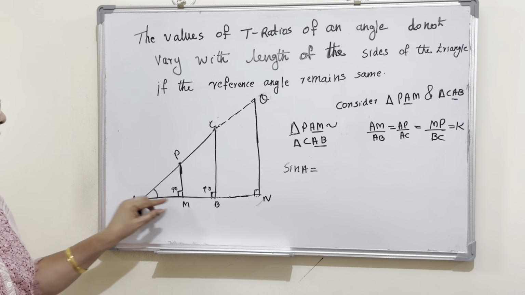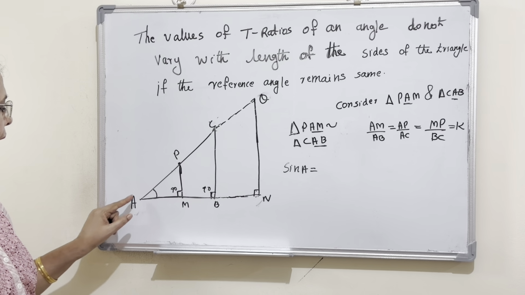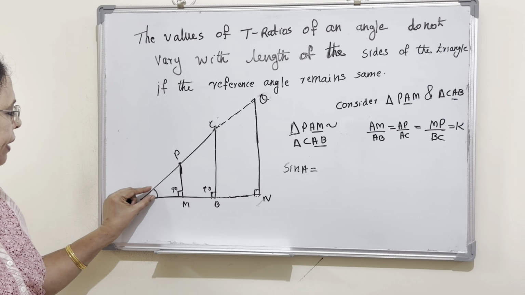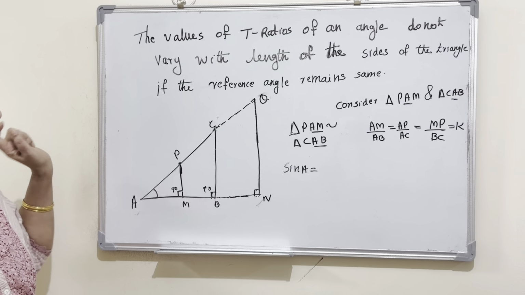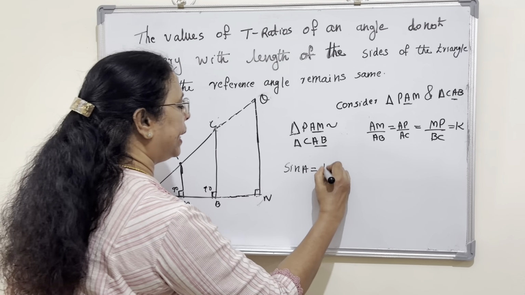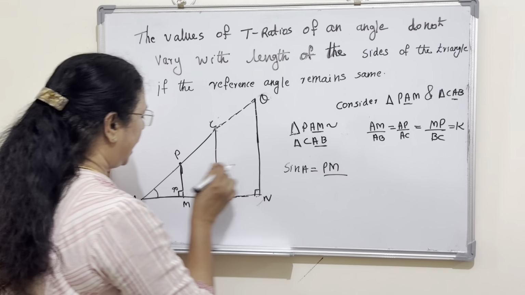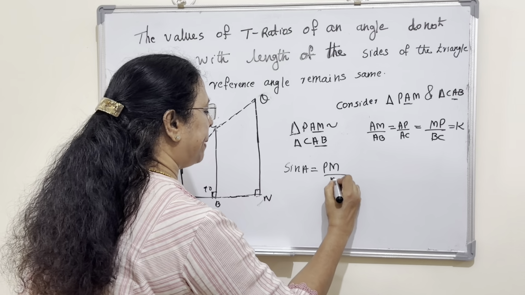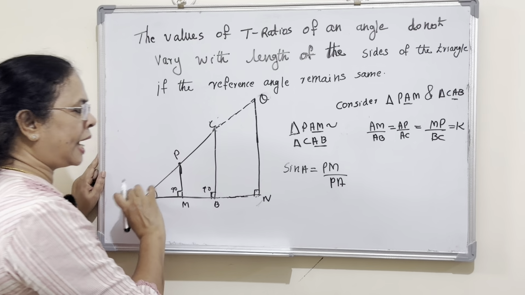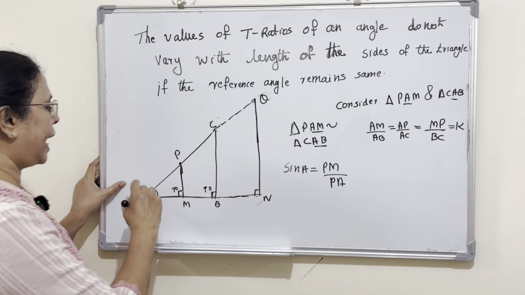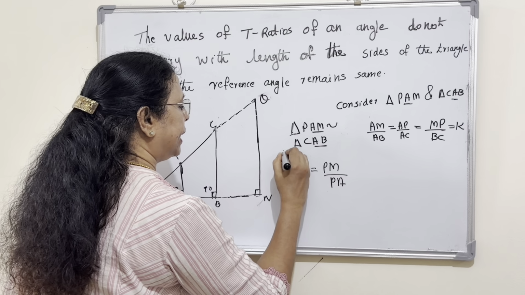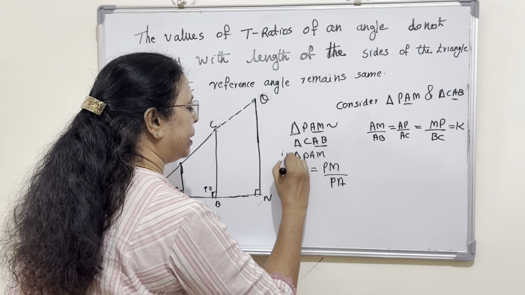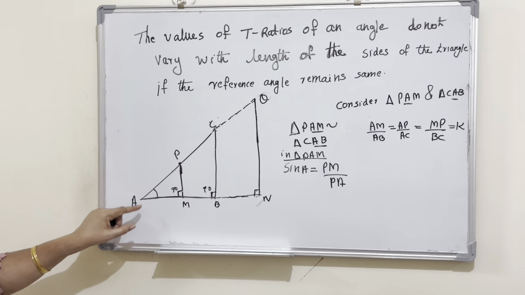So in triangle PAM, the opposite side for this reference angle A is PM. So PM by hypotenuse. What is the hypotenuse? PA. So PM by PA. This is sine of angle A in triangle PAM. In triangle PAM, sine of angle A is PM by PA.